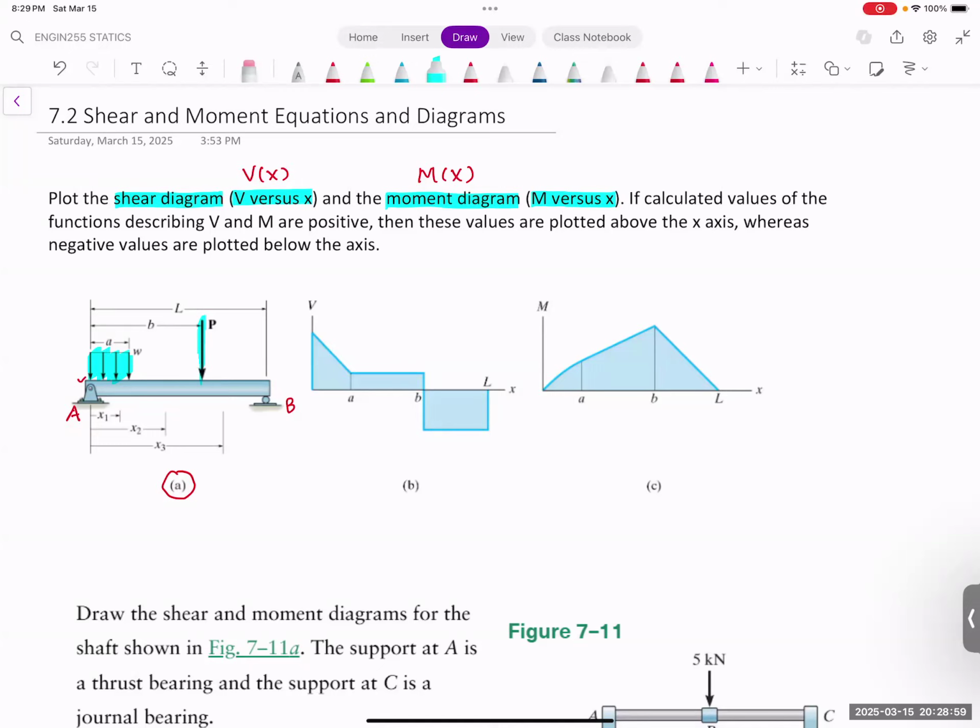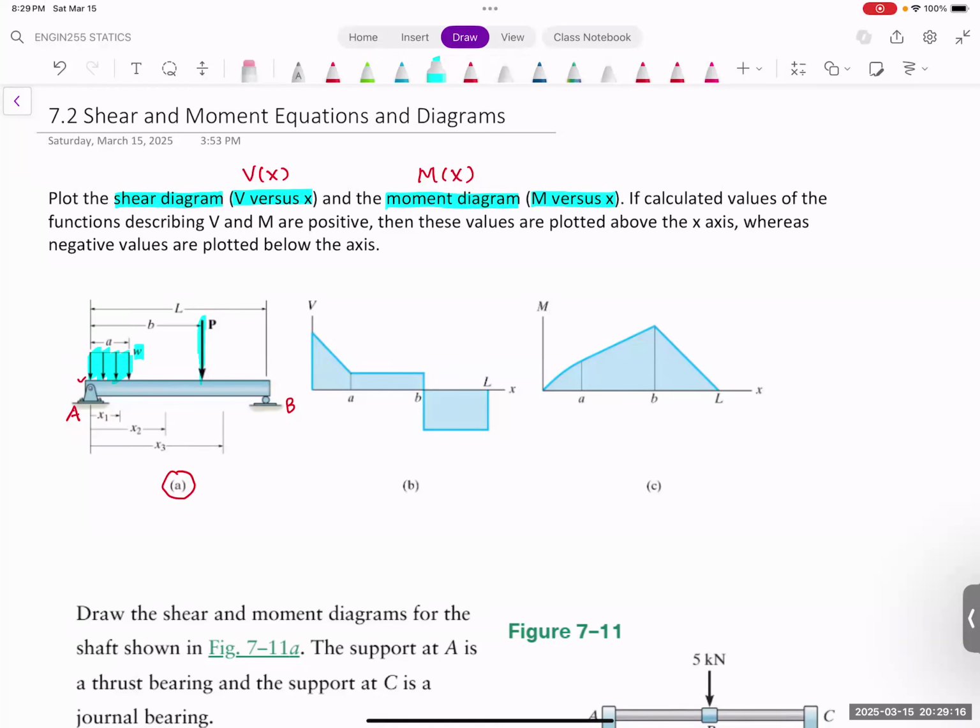This W represents the load per meter, okay? And this could be any function. It doesn't have to be uniformly distributed. It could be a triangle, like the triangle that we use a lot. It could be some other function as well.